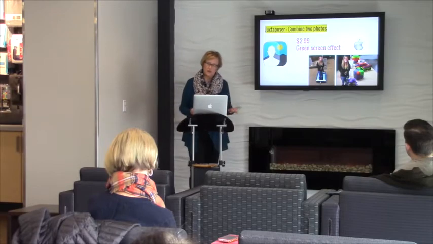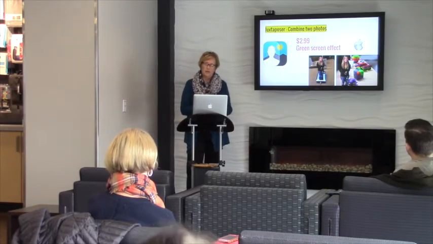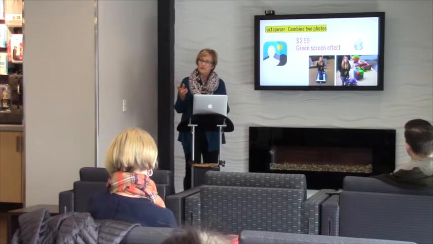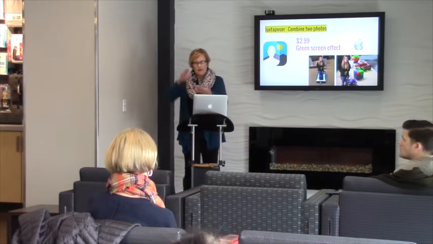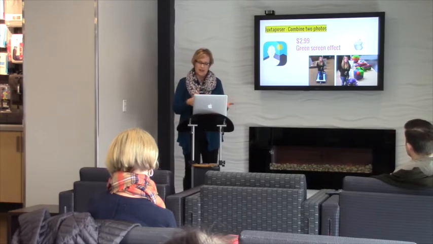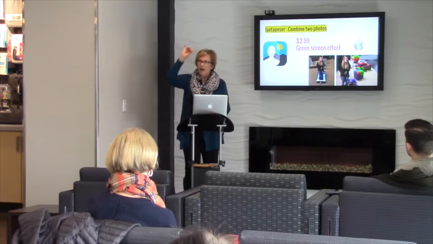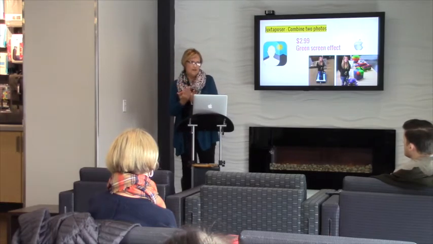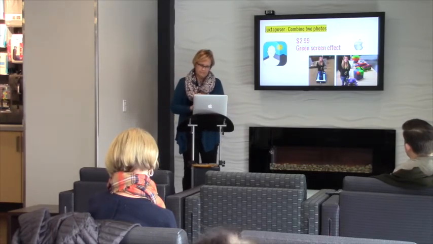Juxtaposer is kind of like green screen, if you've ever used that before. Basically, you have two pictures. On the one that you want to have on top, so in this case it's Sam, you would cut her out of the picture. And then you put the other picture underneath. And so it's layered.